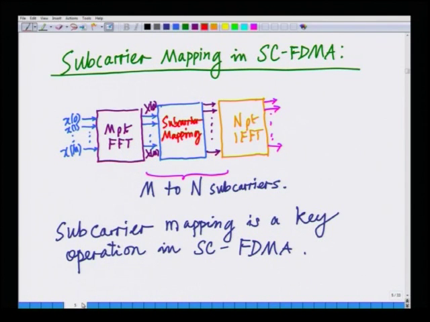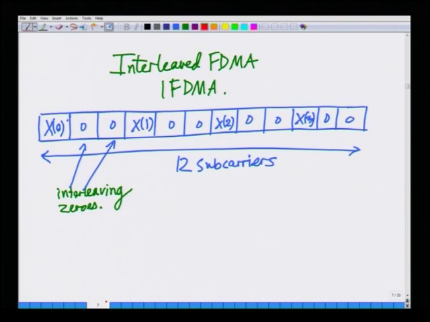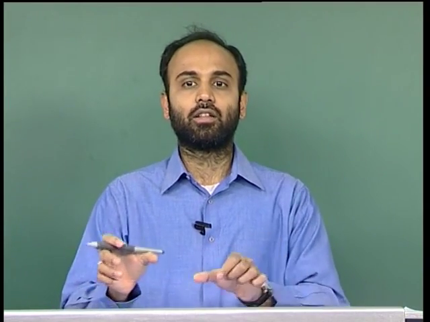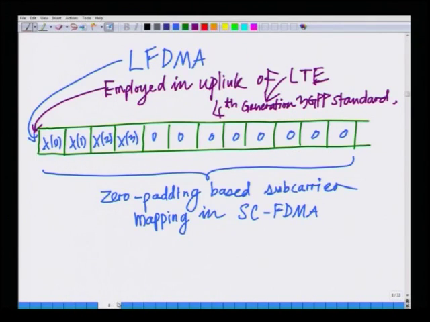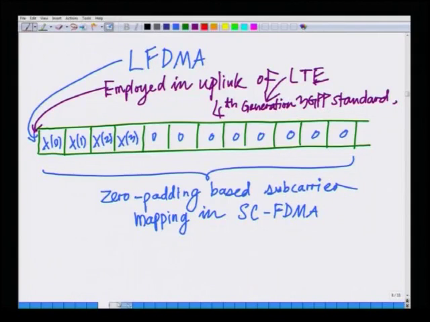In addition, we said that this subcarrier mapping from M to N, that is at the output of the M point FFT to the input of the N point IFFT, is a critical aspect of an SCFDMA system, and we said there are many ways to do it. One is to interleave zeros in between, that is you space your M outputs of the FFT regularly over N and interleave the elements in between with 0, and this is known as interleaved FDMA or IFDMA. The other is to simply use zero padding, that is stack everything in the beginning and fill the rest of the elements with zeros. This is known as LFDMA, and this is employed in the uplink of LTE, which is of course the 4th generation wireless mobile standard. Alright, and with this we concluded our discussion on OFDM.